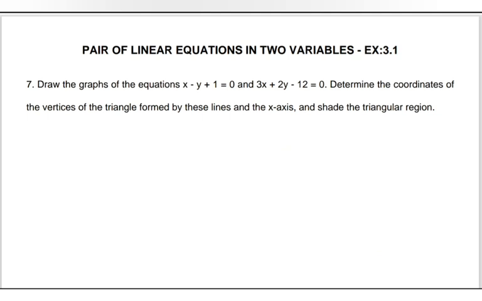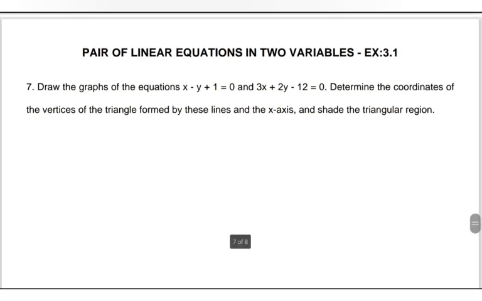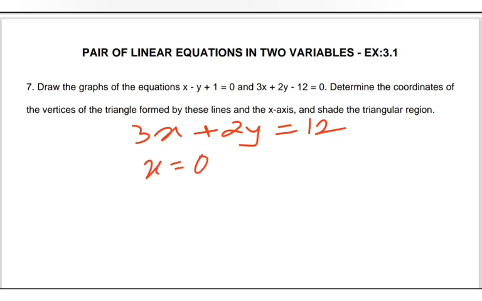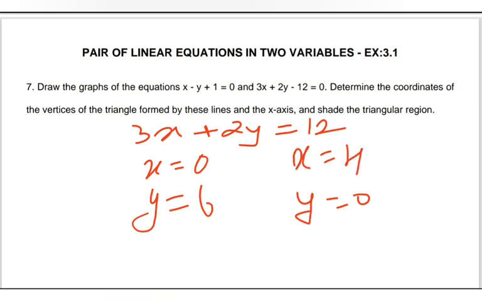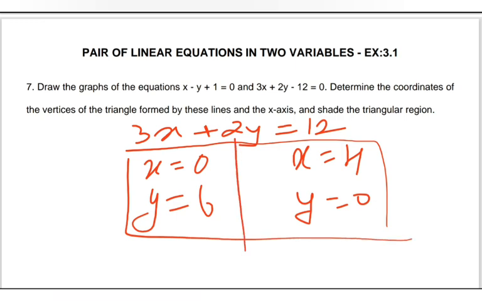Let's go to the second equation. 3x plus 2y is equal to 12. If we take x as 0, we will be getting 3 into 0 is 0, 2y is equal to 12, so y is equal to 6. If we take y as 0, we will be getting 2 into 0 is 0, so 3x is equal to 12, so x is equal to 4. So these will be our points for the second equation. Let's note it down.